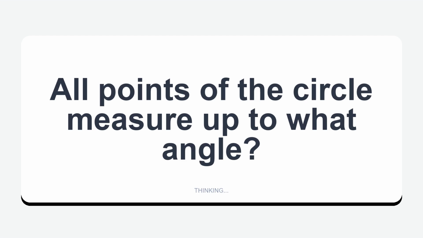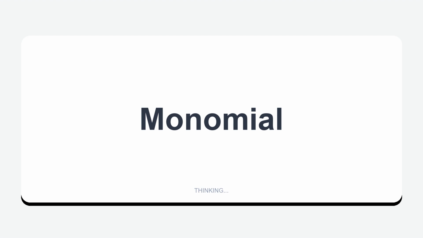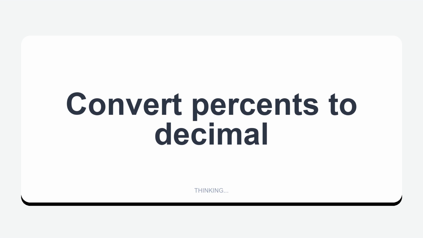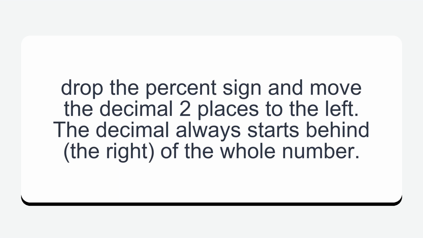All points of the circle measure up to what angle? 360. Monomial. An expression consisting of one term, 5x. Convert percents to decimal. Drop the percent sign and move the decimal 2 places to the left. The decimal always starts behind, to the right, of the whole number.